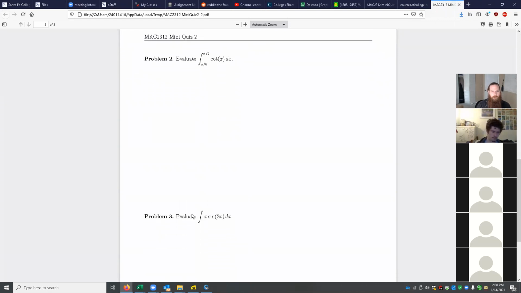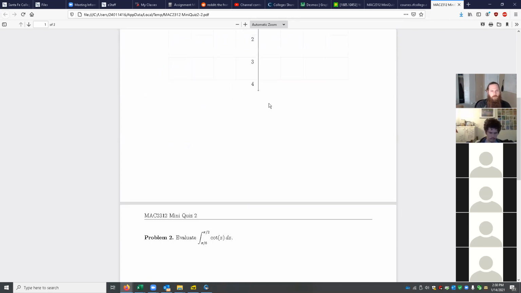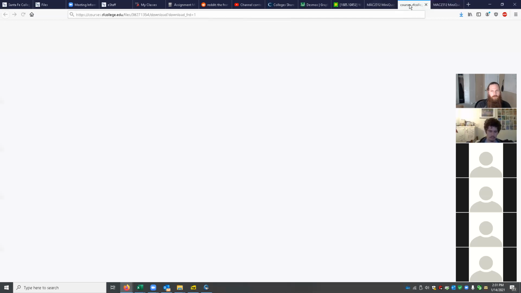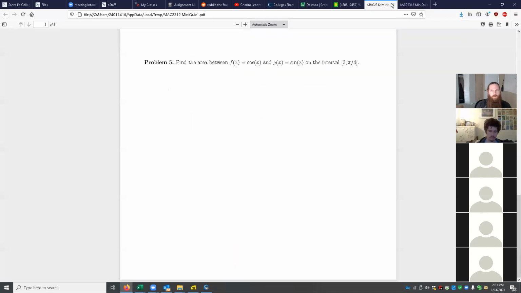Actually, this guy, problem 3 here, I don't think you guys know how to do this yet. This is an integration by parts problem. So these are old. These are from before COVID, when I used to teach things in a slightly different order. But problem 2 from mini quiz 2 you should be able to do, problem 1 from mini quiz 2 you should be able to do, and everything from mini quiz 1 you should be comfy with.